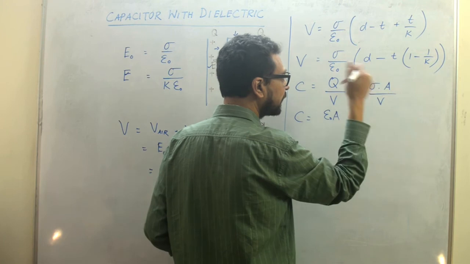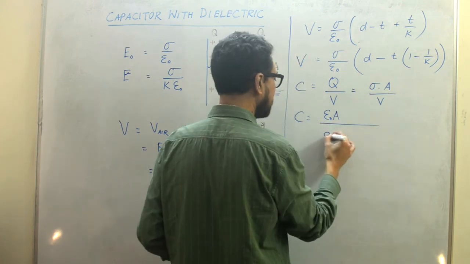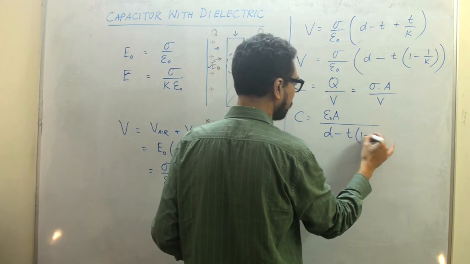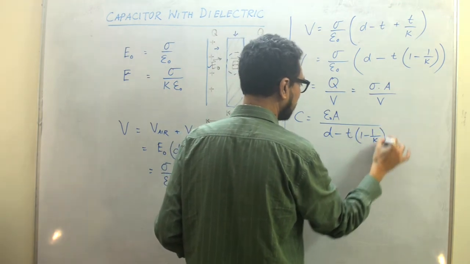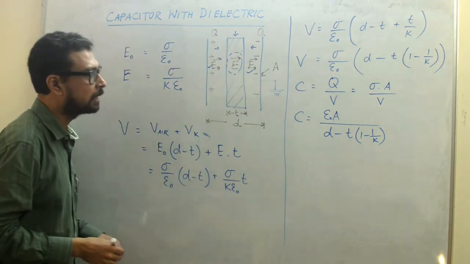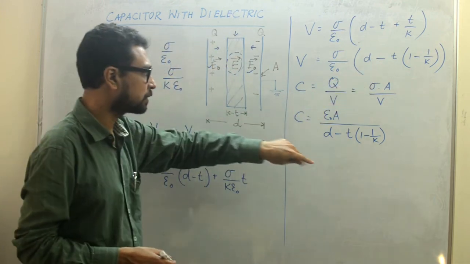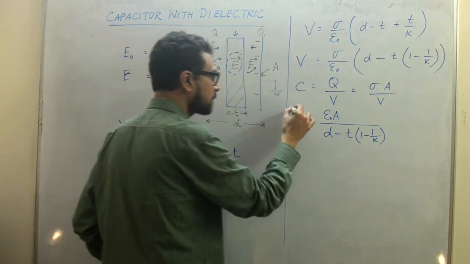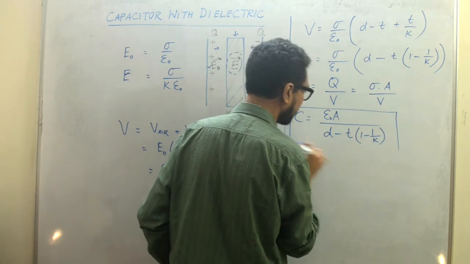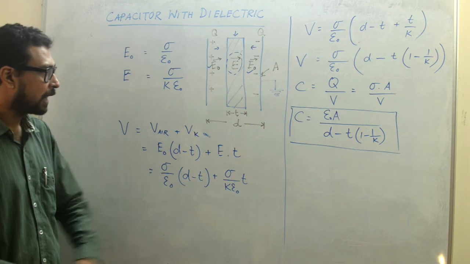Sigma and sigma will get cancelled, and then it is divided by D minus T into 1 minus 1 by K, and this is what the expression is. You can understand that this expression corresponds to the value of the capacitance with the dielectric having a value K, which is the dielectric constant.